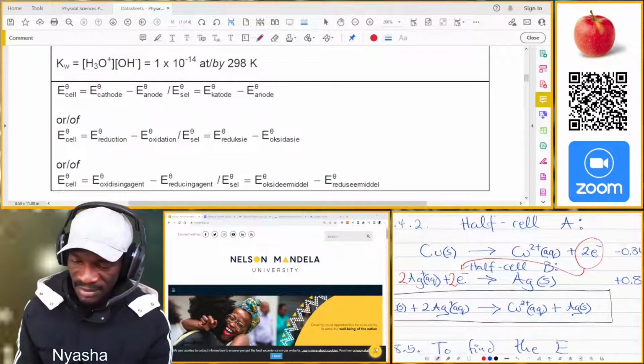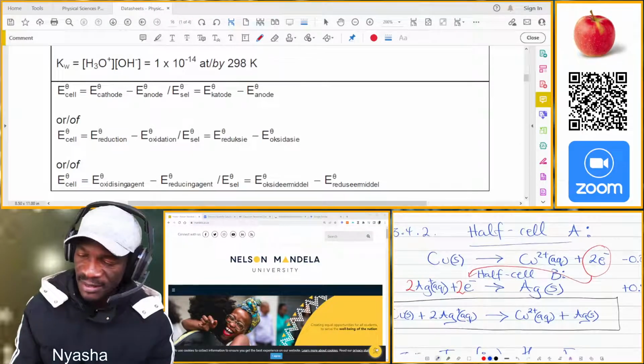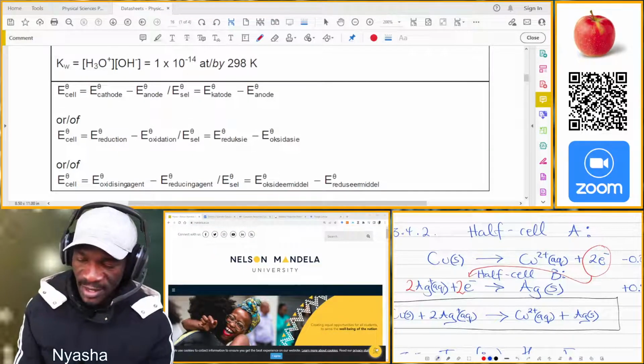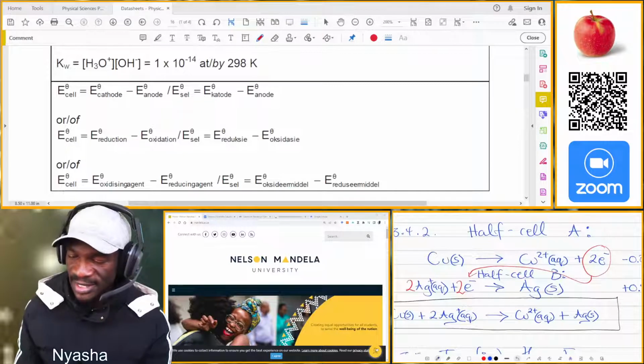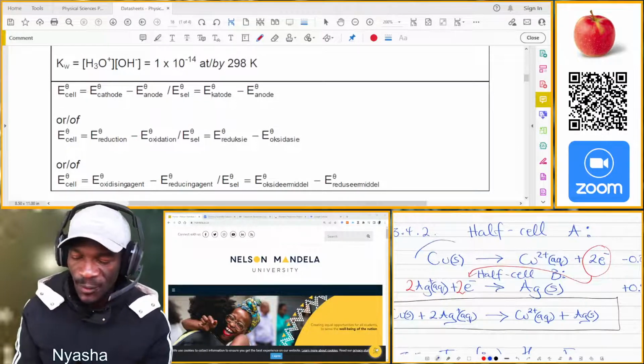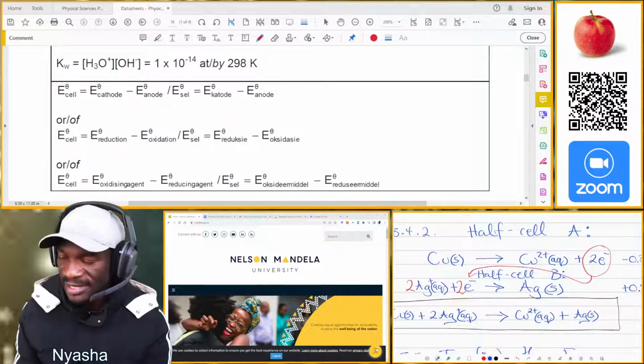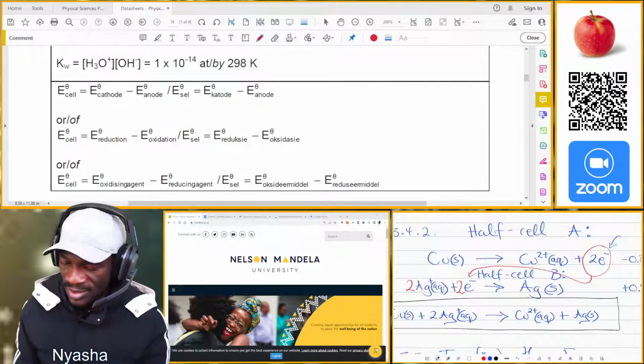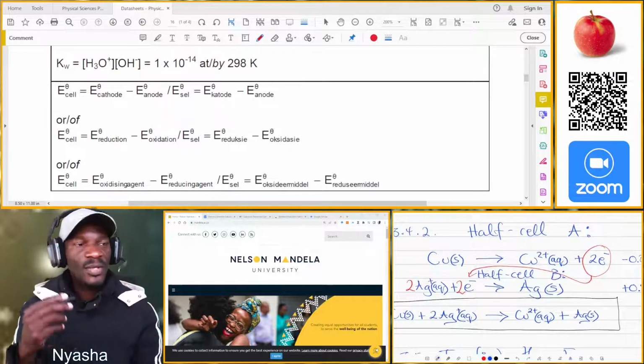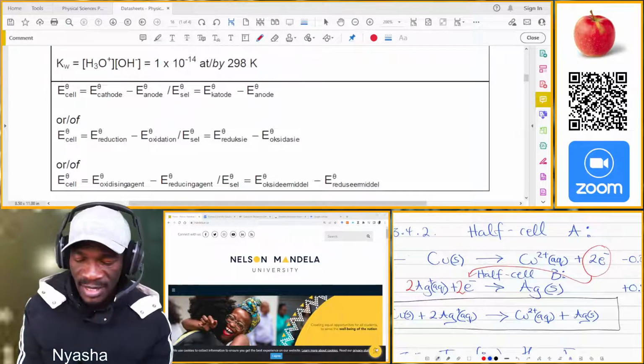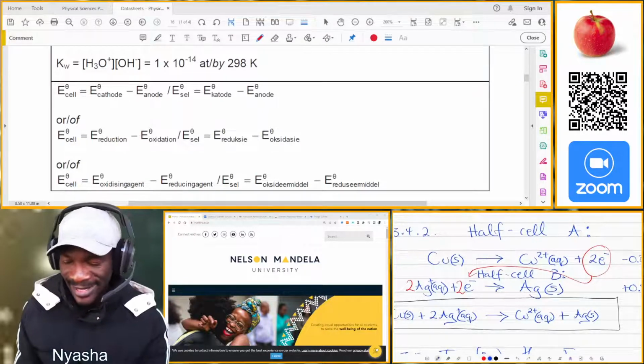So let me just remind you that in half cell A, what we did was to write down the chemical reaction to show that copper is actually dissociating and donating electrons, because it is the reducing agent. So it is donating electrons. That is why we wrote this chemical reaction in this direction.